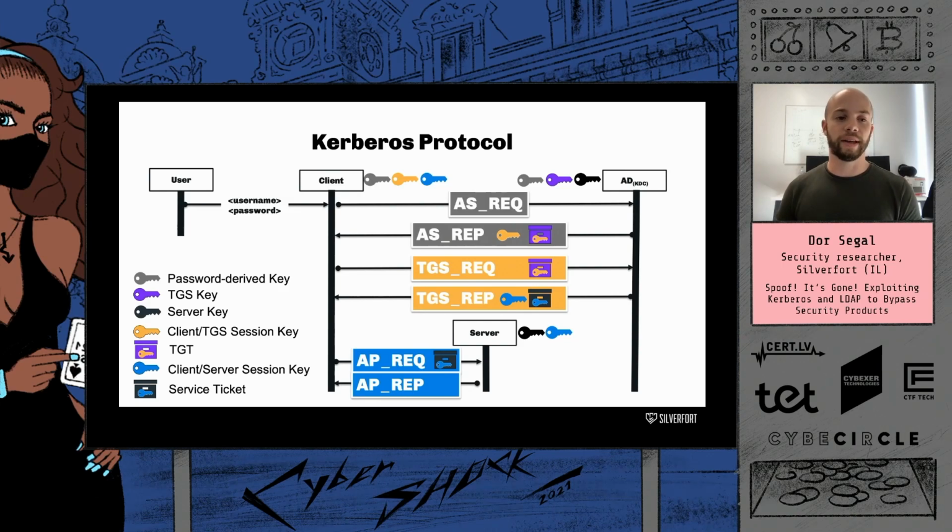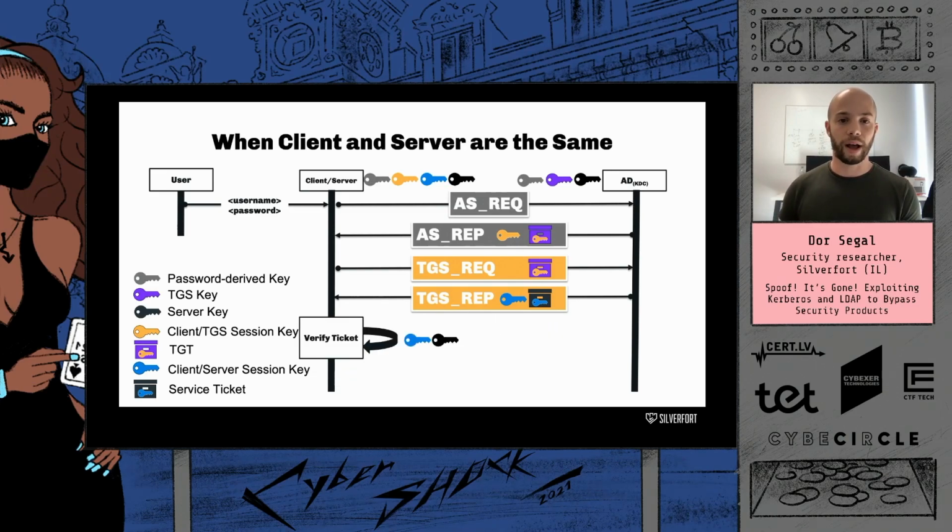This is a typical authentication process of Kerberos. In most cases, the client and the server are the same. In what cases are they the same? For example, a Windows logon. When I go on a Windows computer and type in my username and password, the computer itself, instead of sending the application request to itself, just verifies using its own server machine key.